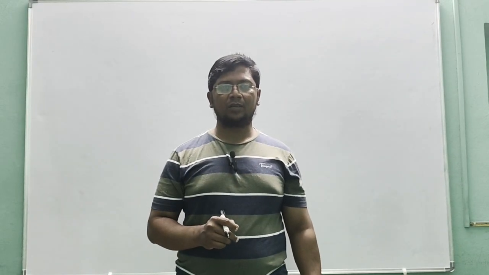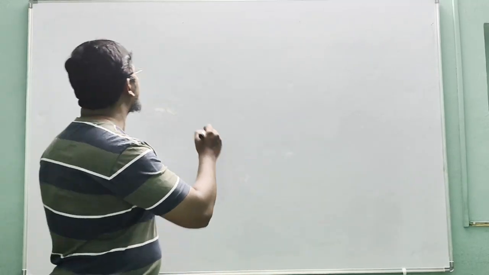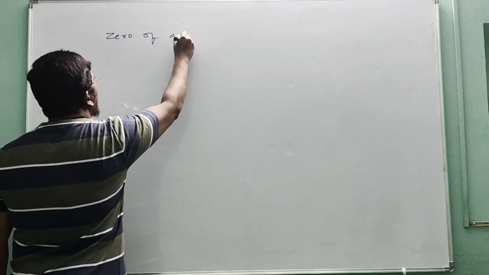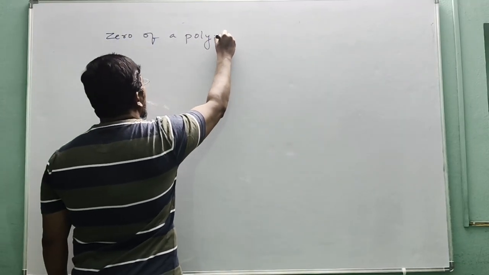Today we study the polynomial chapter. My topic is zero of a polynomial. Okay, this is the topic zero of a polynomial.